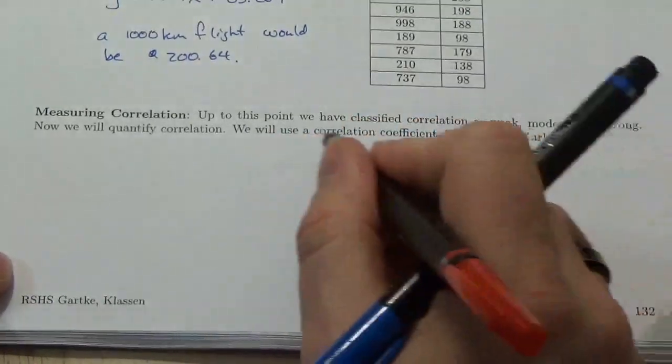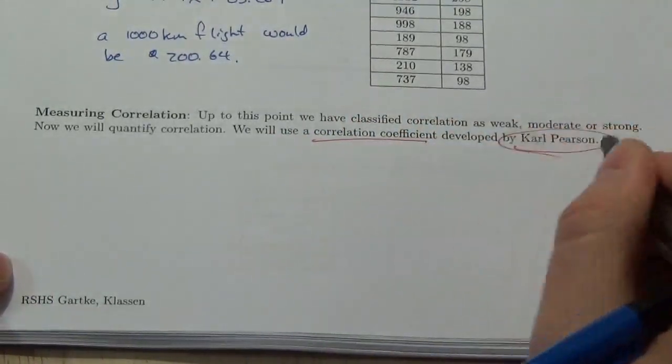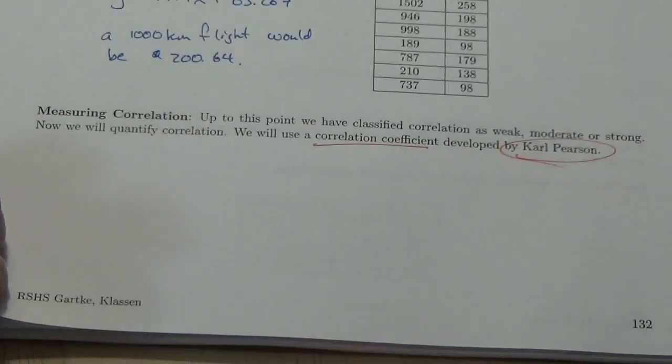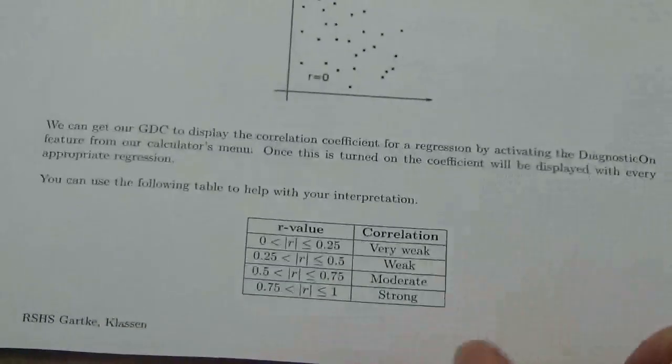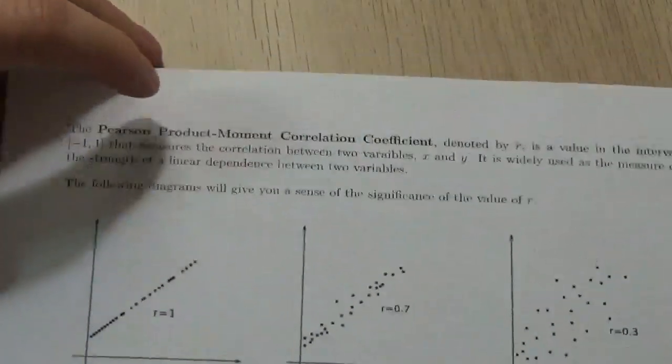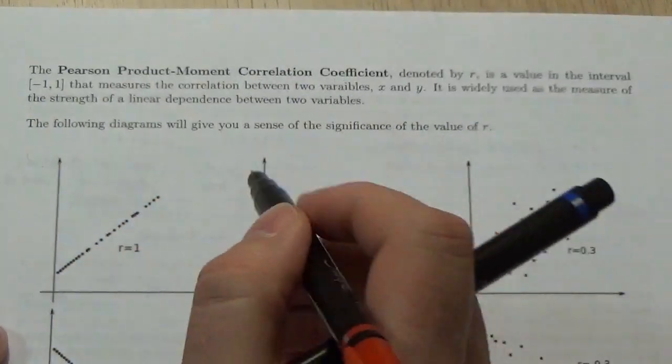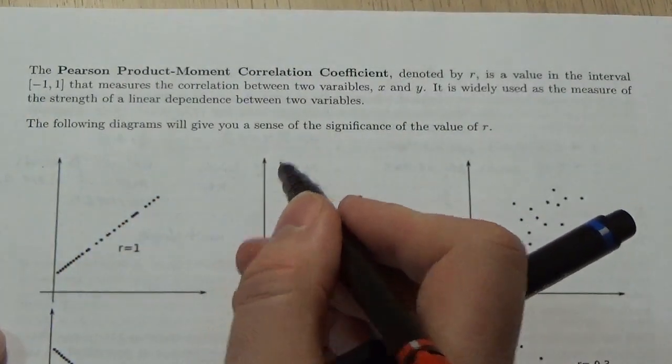And we're going to use a correlation coefficient developed by Carl Peterson. Okay. Oh, I said Peterson. I meant Pearson. Sorry about that. Carl Pearson. So here we go. The Pearson product moment correlation coefficient. Hey, whoa, that's a name.